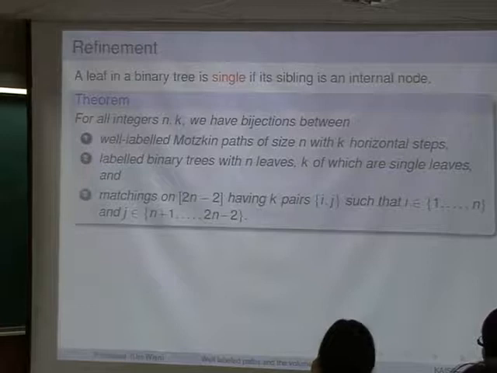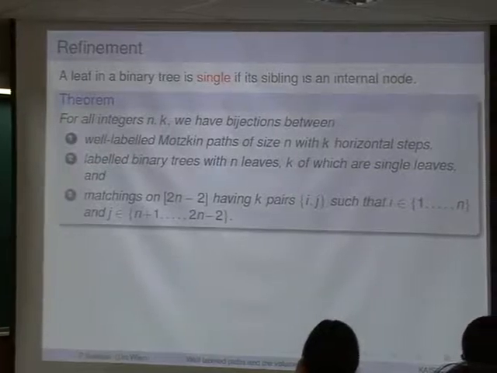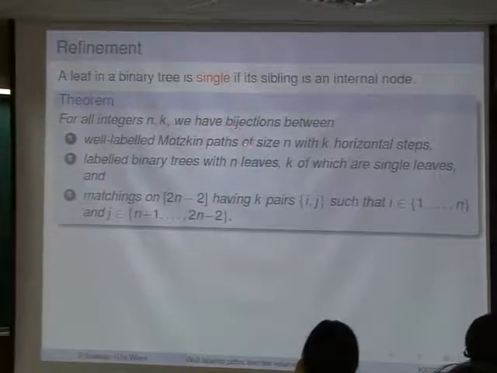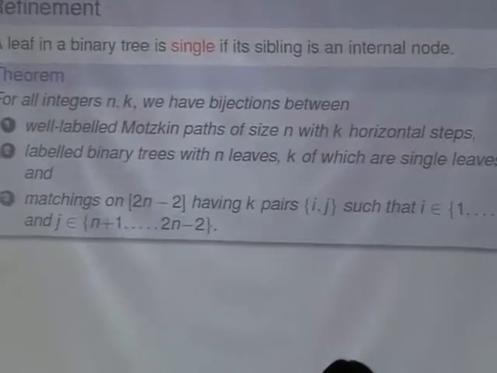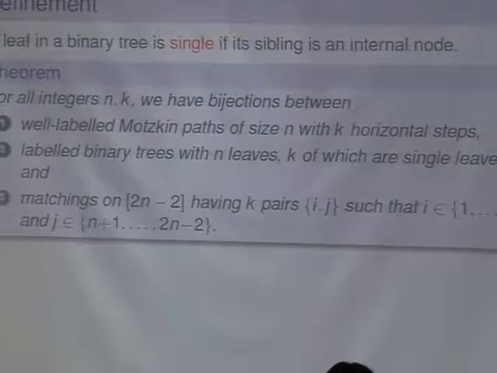So a little refinement is if you want to count Motzkin paths or positive paths, I can do the same, with k horizontal steps. Okay?